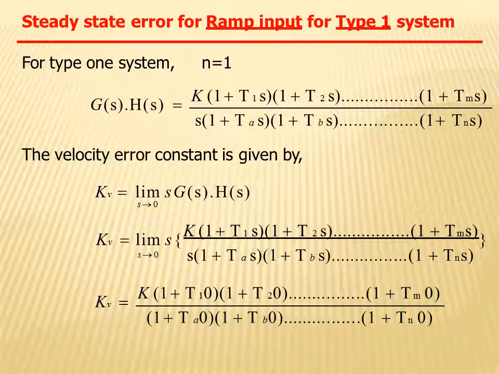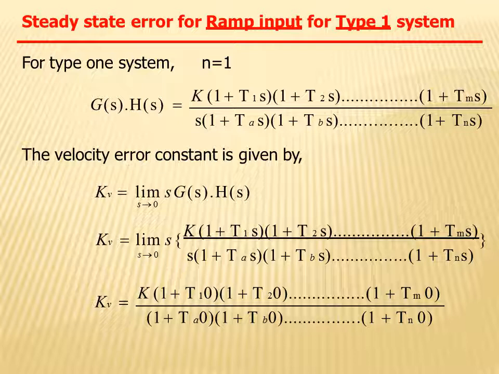Steady state error for ramp input for type 1 system. For type 1 system, n is equal to 1, G(s)H(s) is equal to K into (1 plus T1s)(1 plus T2s) up to (1 plus Tm s) divided by s into (1 plus Ta s)(1 plus Tb s) up to (1 plus Tn s).